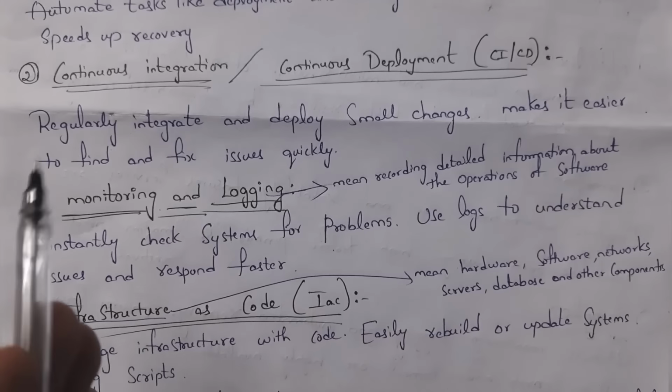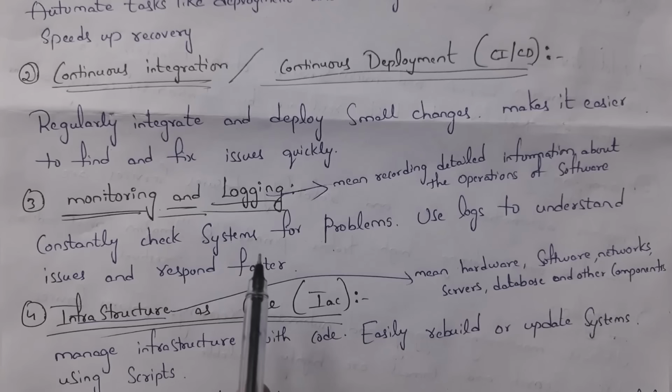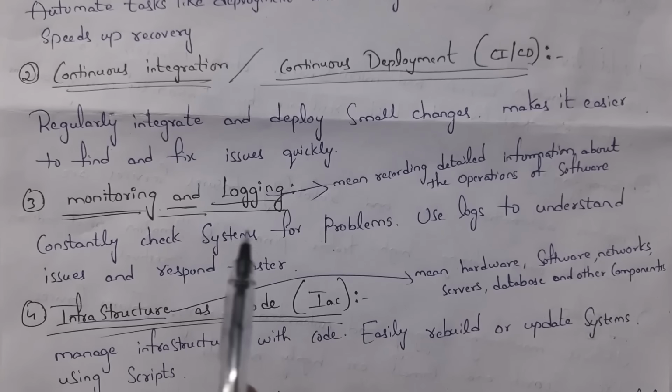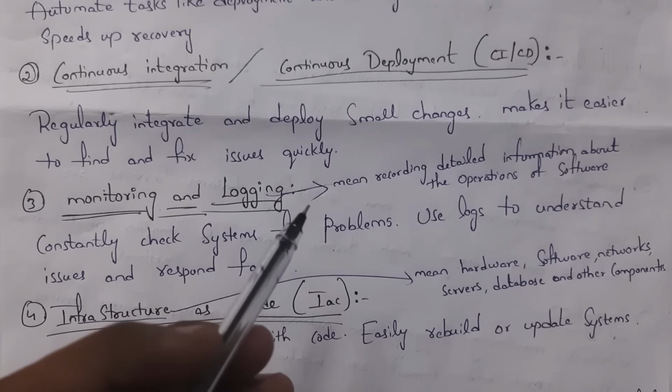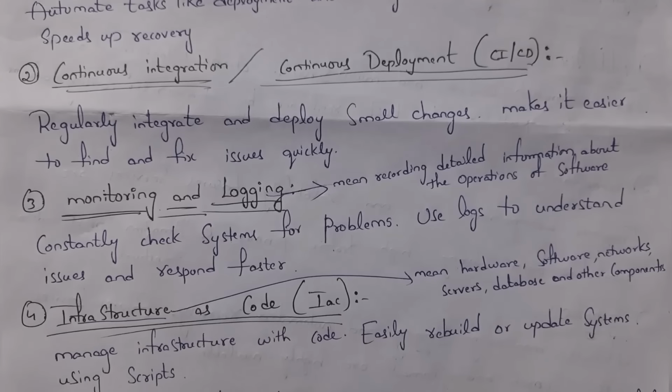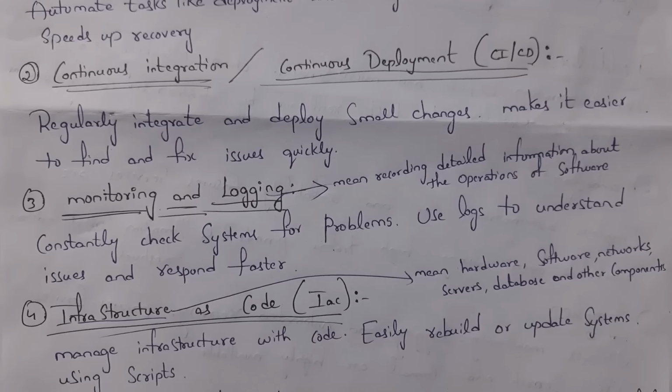Third one is monitoring and logging. Guys, logging is nothing but recording complete information about software. Recording each and every operation of software is known as logging. In DevOps, there are various kinds of tools available in order to continuously monitor particular software. So, these tools will constantly check for problems so that we can easily identify issues and solve them.